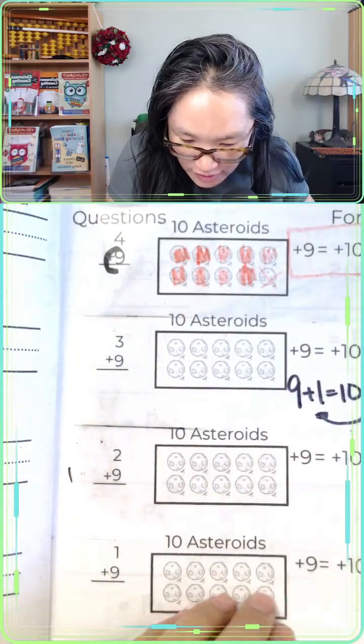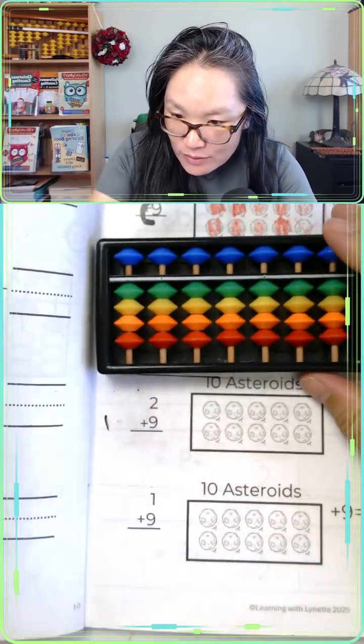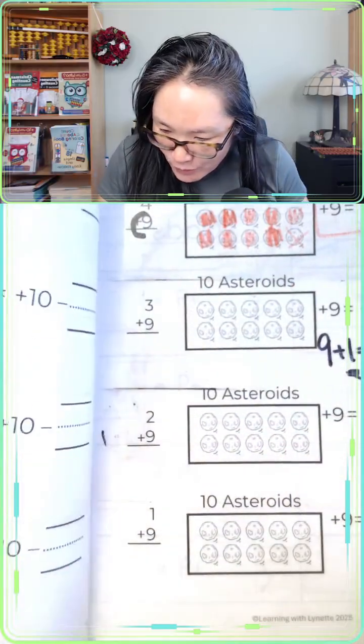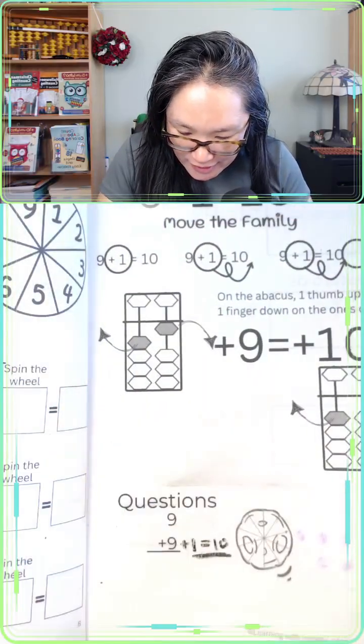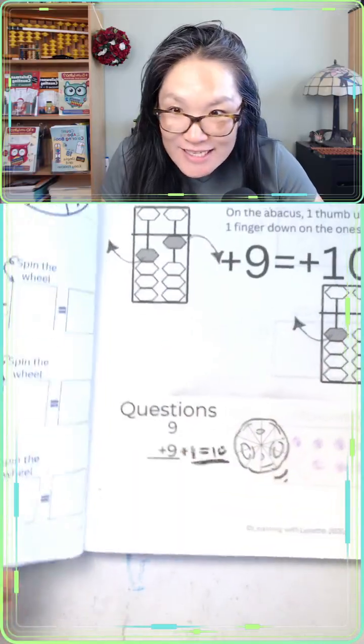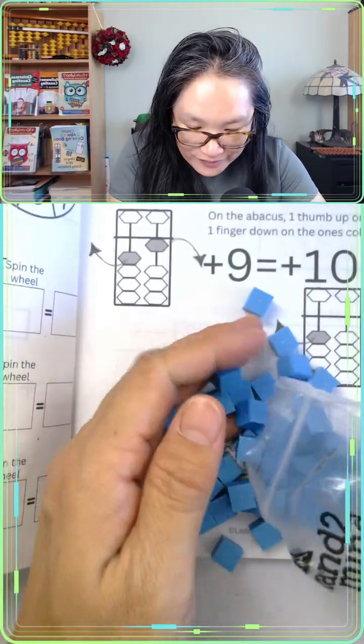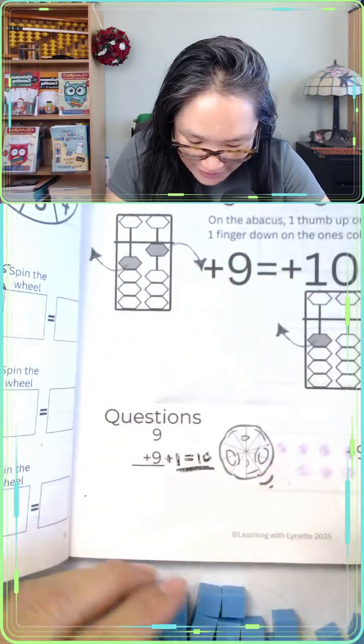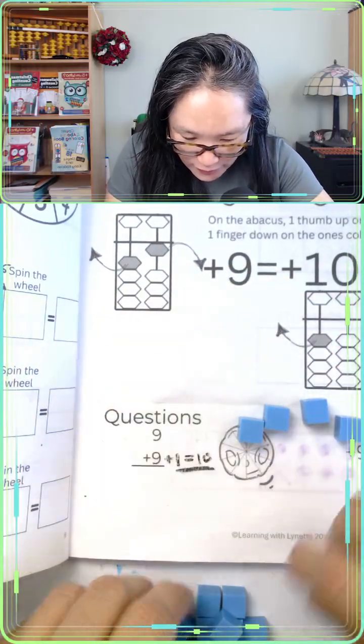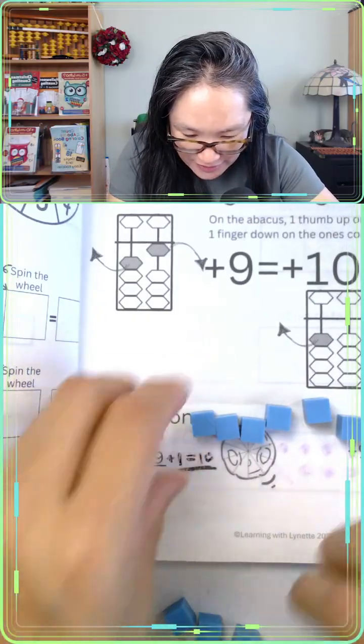Oh, okay. So here, this is what I was looking at when we were looking. Here, this is an interesting way. We have 9 on the abacus. 1, 2, 3, 4, 5, 6, 7, 8, 9.